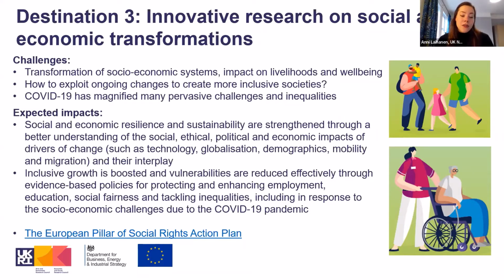So in addition to the destination introduction, which again provides a lot more detail about those challenges and impacts, the European Pillar of Social Rights Action Plan is actually another really useful document to be aware of if you're interested in any of the core topics in this destination. It does have ambitious targets for 2030 regarding employment, adult training, poverty and social exclusion.